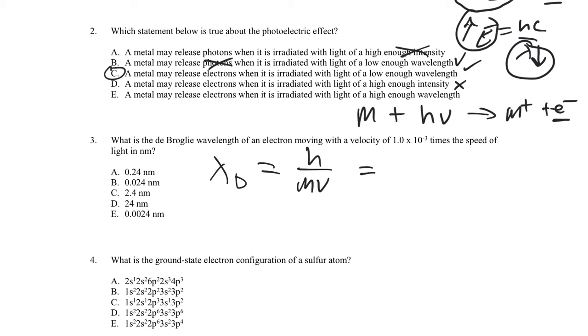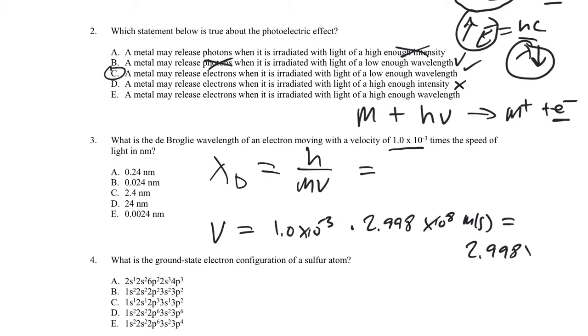Okay, and so then the velocity is this amount times the speed of light. So the velocity of the electron here is going to equal 1.0 times 10 to the minus 3 times the speed of light. Well, let's be a little bit more precise and call it 2.998 times 10 to the 8 meters per second. So this should equal 2.998 times 10 to the 5 meters per second. So that's going to be the velocity that we plug in.